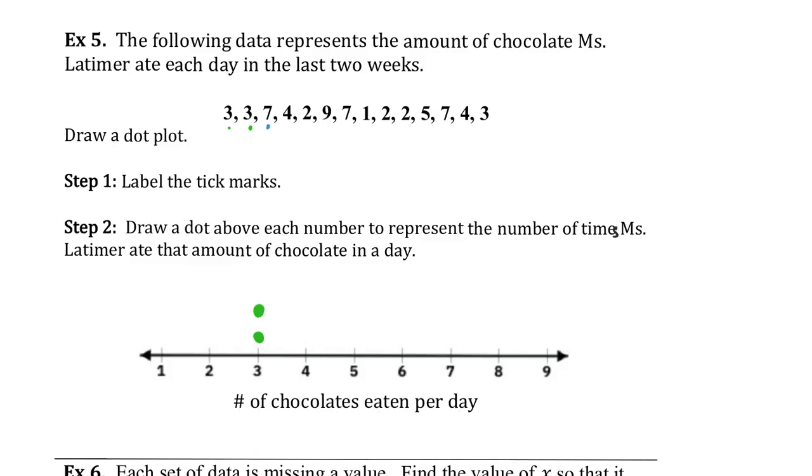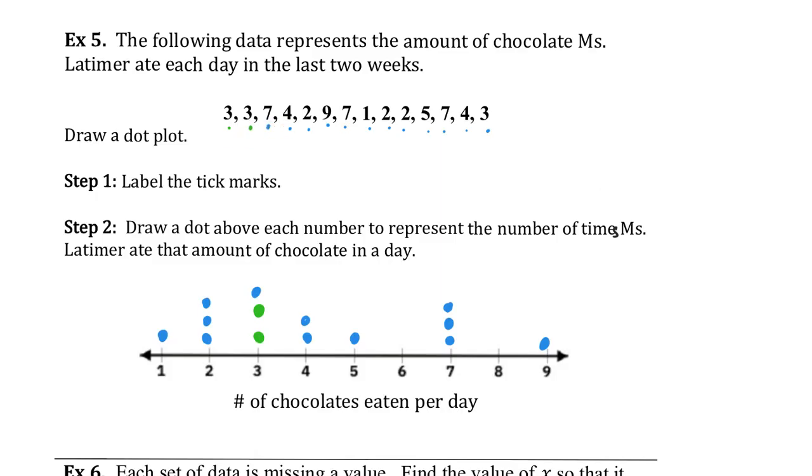7, 4, 2, 9, 7, 1, 2, another 2, 5, 7, 4, 3. Okay, let me just make sure I got the right number of dots.